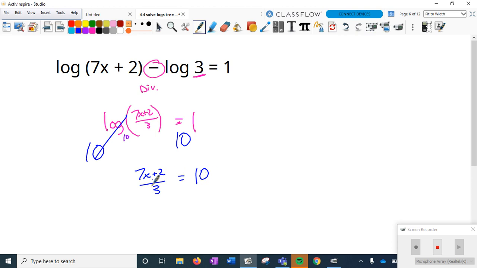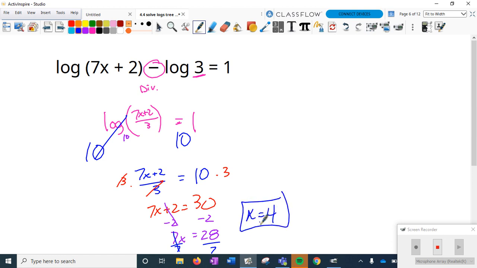Well, now we're just solving a regular equation. If I'm going to get x by itself now, I'm going to multiply both sides by 3 to cancel out that division. And so 7x plus 2 equals 30. Now minus 2. Again, this is all normal now, right? We know how to do this. We're good at this. Subtract 2 from both sides, and this side becomes 28. And then finally, we can divide by 7 on both sides, and x equals 4.